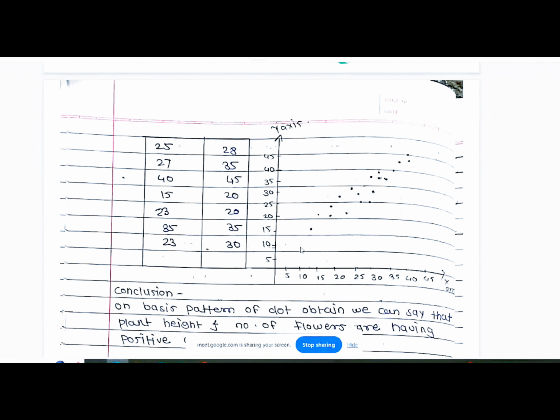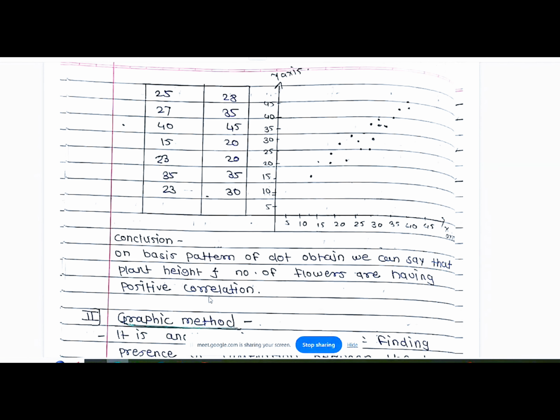Another thing is that if you draw a straight line from the center of the graph and all the points come near to the line or on the line, in that case you can say there is a perfect positive correlation. And if the line is coming from y to x axis and all the points are close to the line, in that case we can say that it is a negative correlation. So on the basis of this scatter diagram, the conclusion is that both plant height and number of flowers have positive correlation. Is it clear to all?